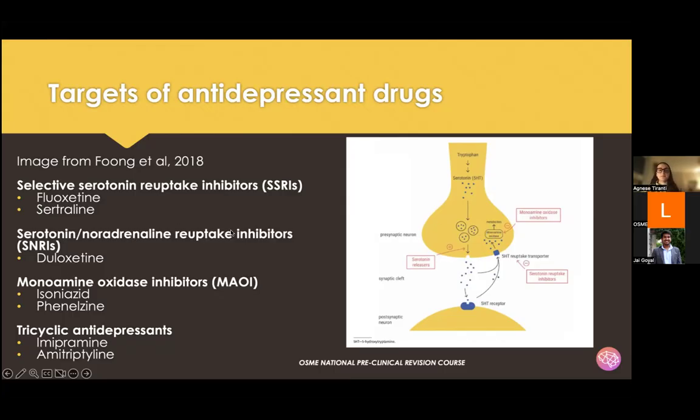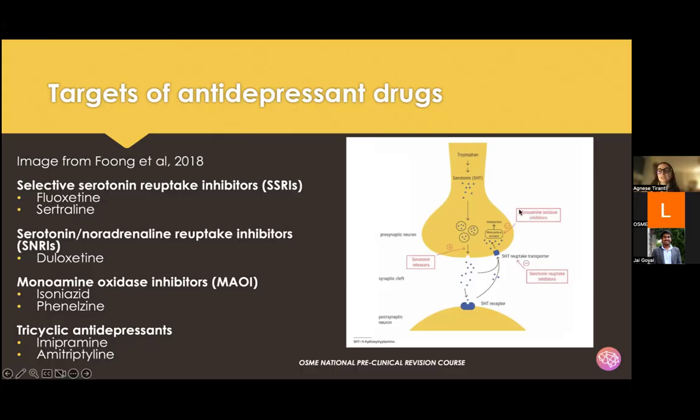Serotonin noradrenaline reuptake inhibitors, so SNRIs like duloxetine, have a very similar action, but they act at the 5-HT reuptake transporter and also at the noradrenaline reuptake transporter. And what's good about them is that often they also help with pain, because noradrenaline is an important neurotransmitter in pain.